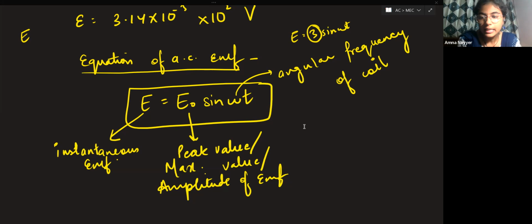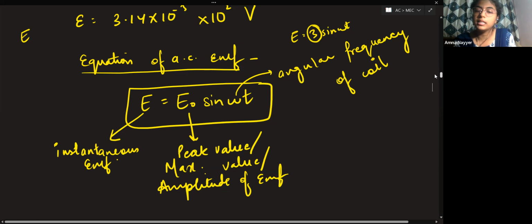Now two things will come. Average value of AC's EMF for full cycle and for half cycle. Full cycle, half cycle means if you have a coil and the coil is moving, when one complete revolution is done by the coil, then we say that's the time period of the coil for the complete revolution. So that is full cycle. And half cycle means when the time period is half, T/2. Then we say that is half.